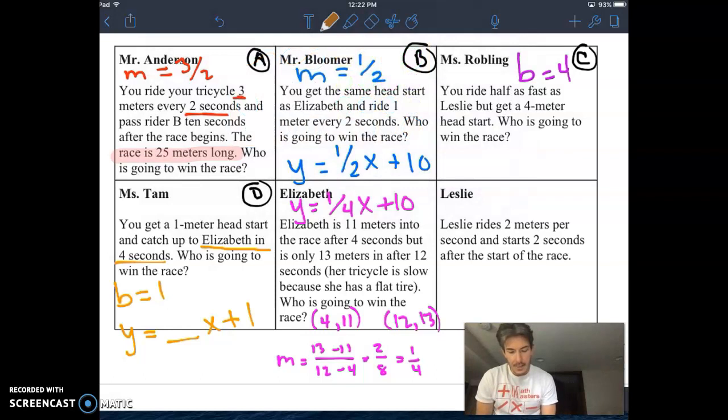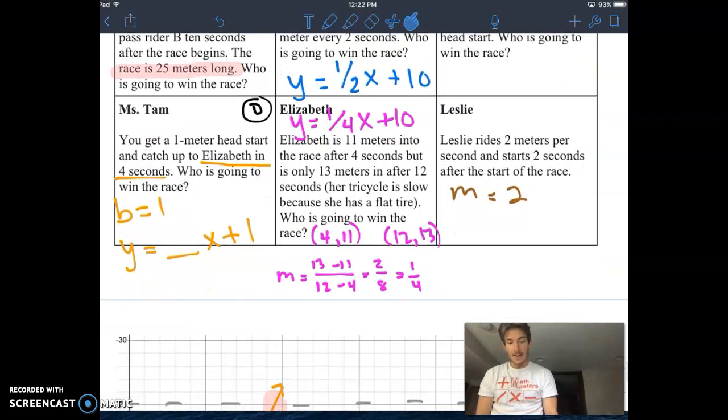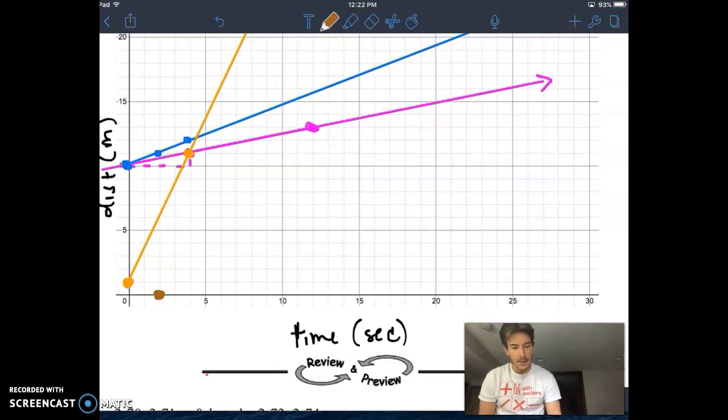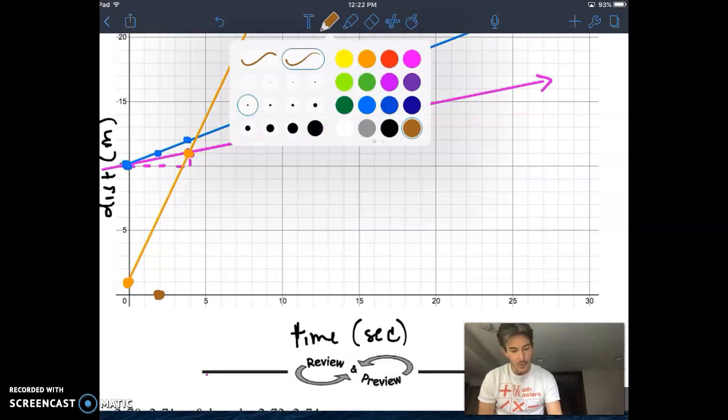Leslie rides 2 meters per second and starts 2 seconds after the start of the race. Okay, well, here we go then, ladies and gents. 2 meters per second, her slope is going to be 2, right? 2 over 1, or 2. And then she starts 2 seconds after the start of the race. This is actually pretty interesting. This is going to be what's referred to in this particular case as an x-intercept, because she doesn't start moving until right there. But then she starts riding at 2 meters per second.